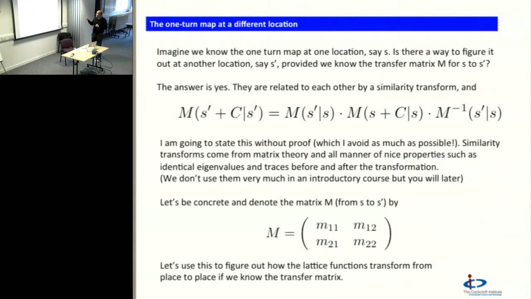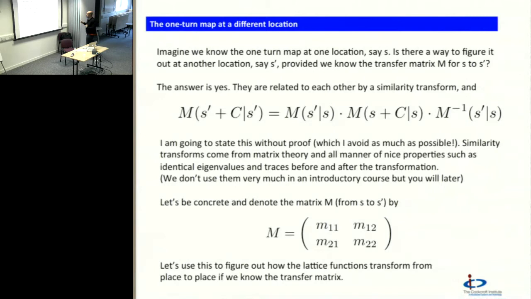Now, I've stated this without proof. But if I have the one-turn map at S, and I want the one-turn map at S prime, and I know the matrix M linking S to S prime, I simply take the matrix, post-multiply by the inverse of M and pre-multiply it by M. That's called a similarity transformation. If you know that from linear algebra, that's good. If you don't, just know this is the way that we can move linear maps around our lattice.